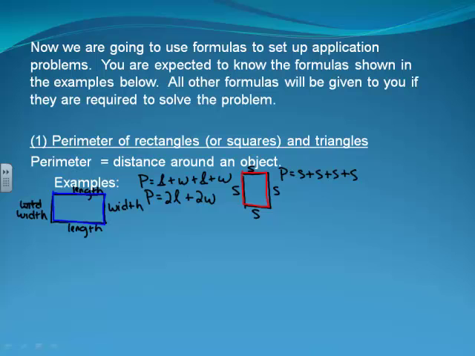Or, if you combine like terms there, perimeter of a square, side plus side plus side plus side, is the same as 4 times your side. That's a specialized case of a rectangle.